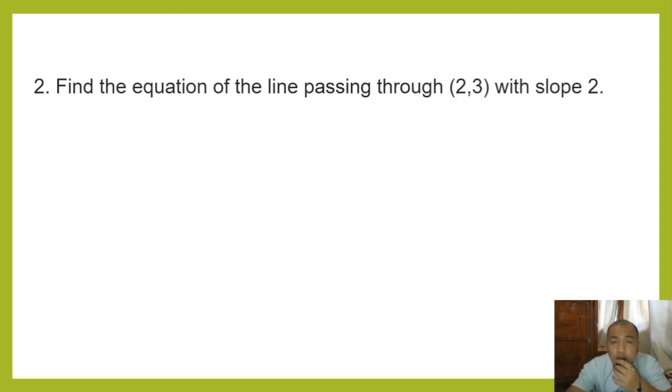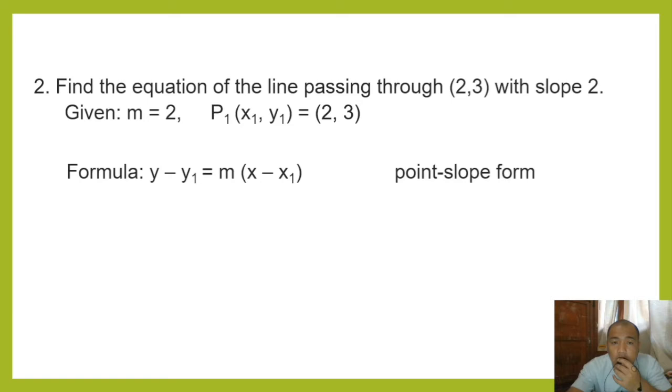Another, same procedure as in number 1. Find the equation of the line passing through (2, 3) with slope 2. So given slope 2, point is (2, 3). So since the given are a point and a slope, all we have to do is to use the point-slope form of the equation of a line. Y minus y sub 1 equals m times x minus x sub 1, where x sub 1 is 2, y sub 1 is 3, and m is 2, or the slope is 2.